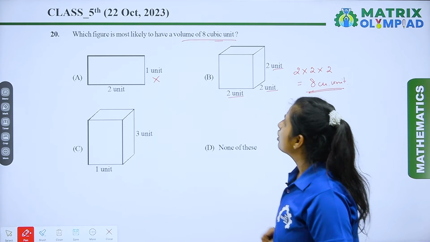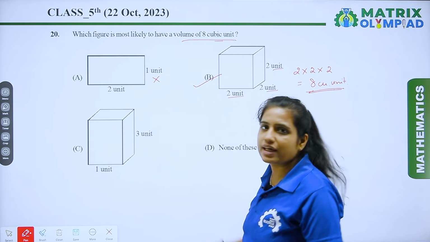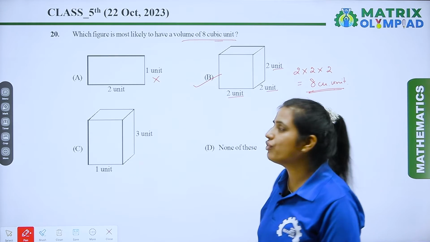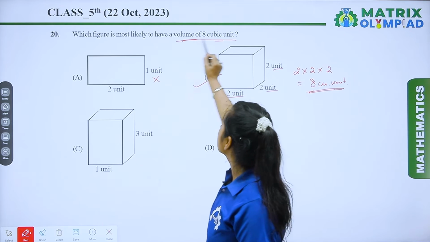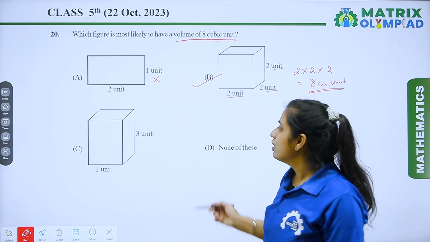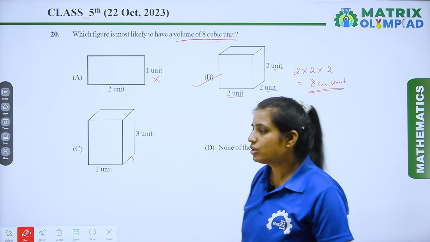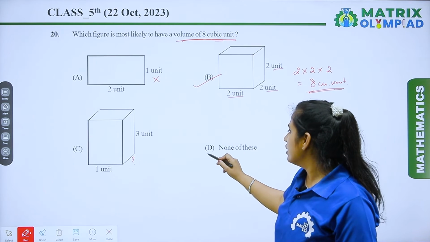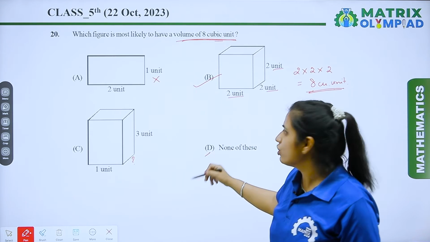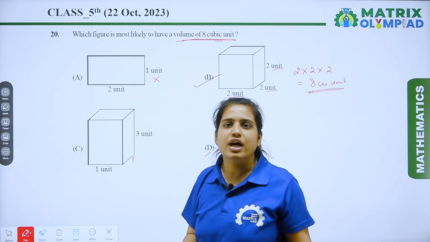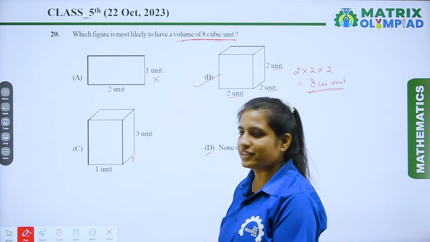So here option B is the correct answer, because we have to find out the figure which is having the volume 8 cubic unit. In C option we don't have the measurement of the third side, and D option is none of these. So here out of these 4 options we have option B the correct answer.